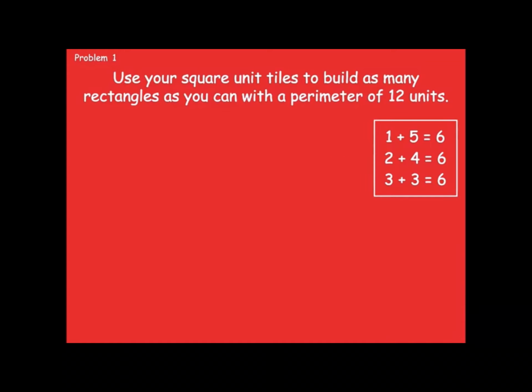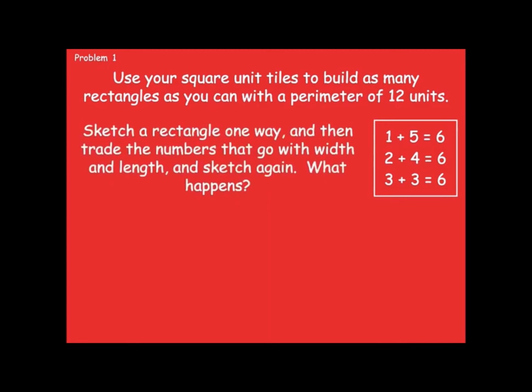What can we do? So we're going to sketch a rectangle one way and then trade the numbers that go with the width and length and sketch again. And notice what happens. So that's kind of tricky. All I want you to do, friends, is draw a rectangle that's 1 by 5 and then draw a rectangle that's 5 by 1. Okay? So pause the video.